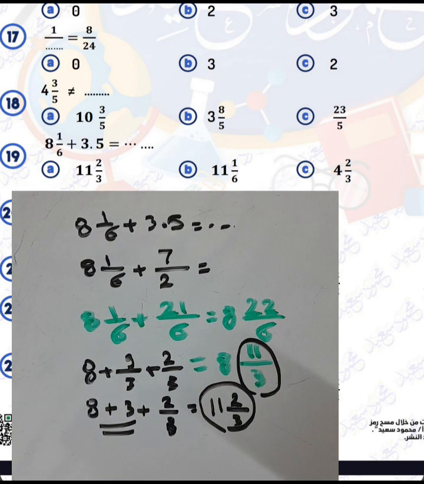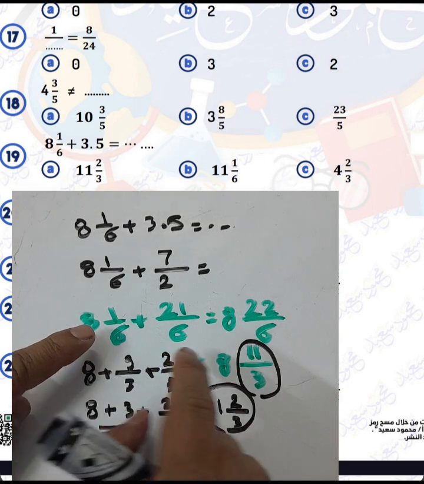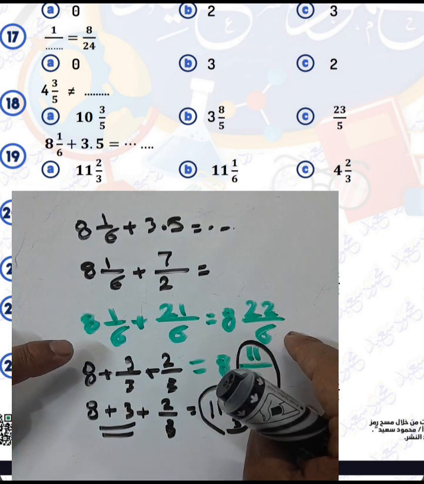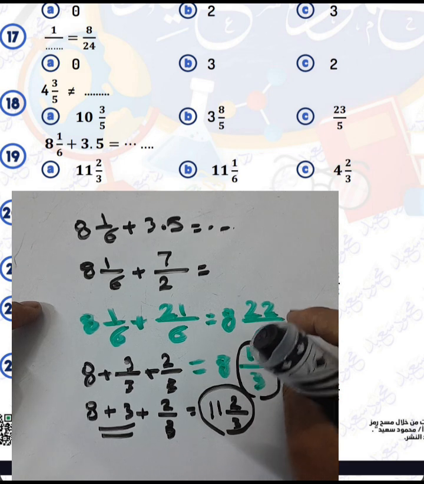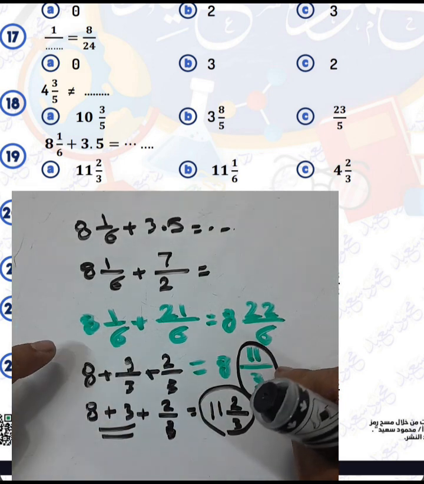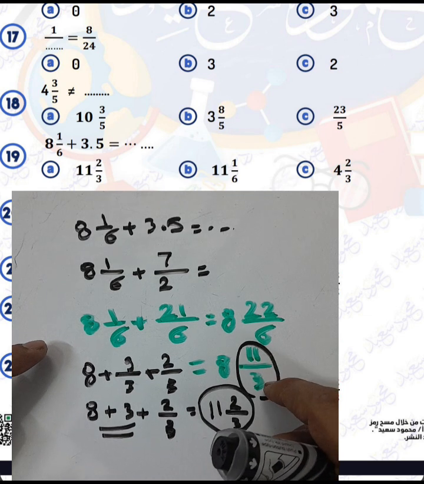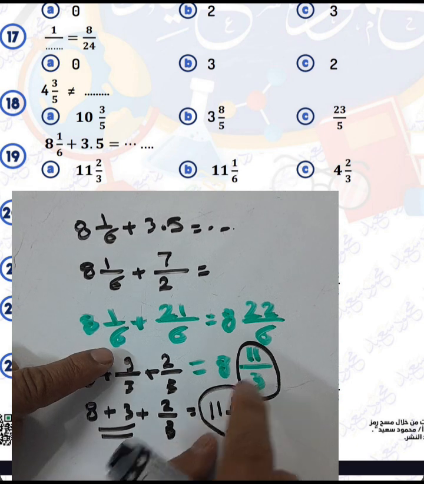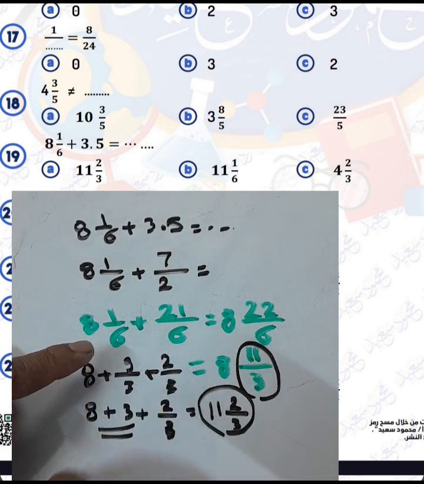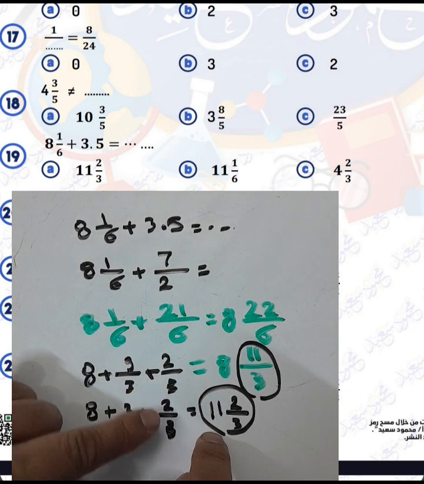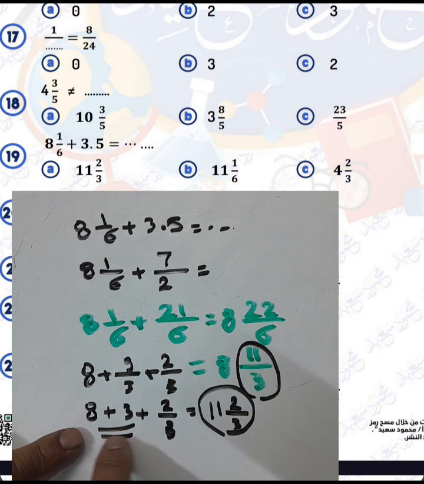Understood? Again, 21 plus 1 equal 22. 22 divided by 6. Here you can simplify by dividing numerator and denominator by 2. The result will be 8 and 11 over 3. 11 divided by 3 equal 3 and the remainder 2. Write 3 here, or we can write 11 equal 9 plus 2. 9 divided by 3 equal 3, and we have 2 over 3. 3 plus 8 equal 11, and we have 2 over 3 here. Then the result will be 11 and 2 over 3.